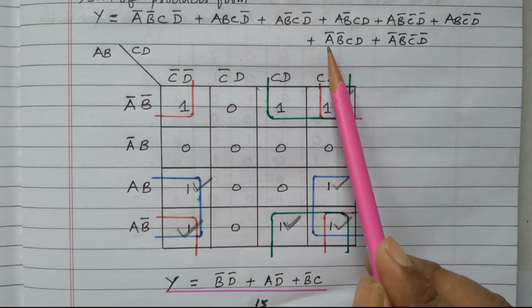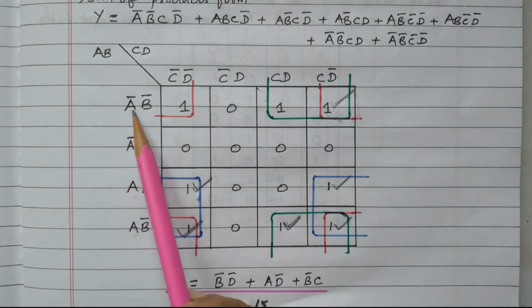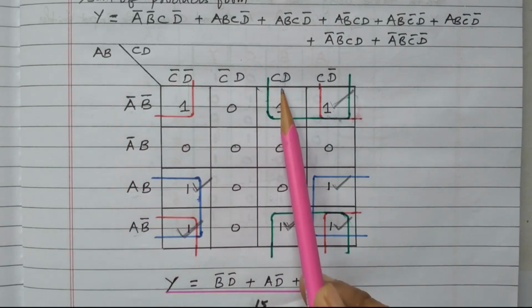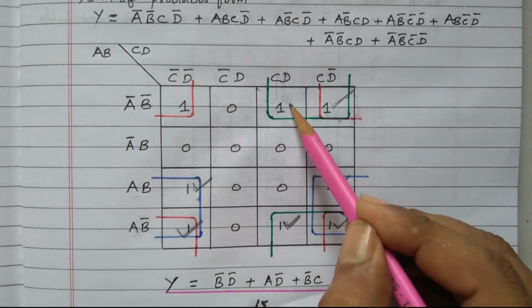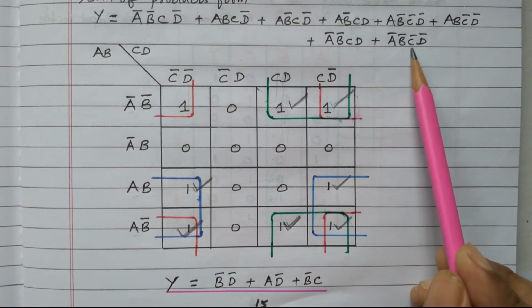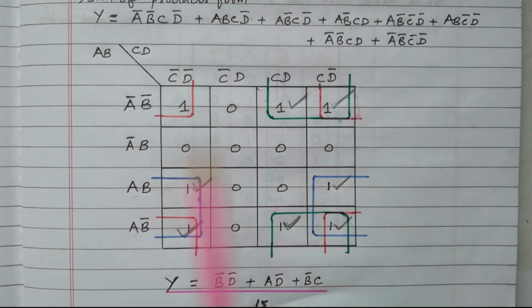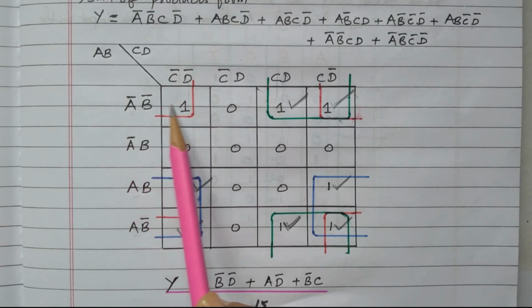Then seventh term is A bar, B bar, C, D. Where is A bar, B bar? This is A bar, B bar. Where is C, D? C, D is available here. So A bar, B bar, C, D. Right. This is the seventh term. Right. Last one is A bar, B bar, C bar, D bar. Where is A bar, B bar? This is A bar, B bar. This is C bar, D bar. So A bar, B bar, C bar, D bar.